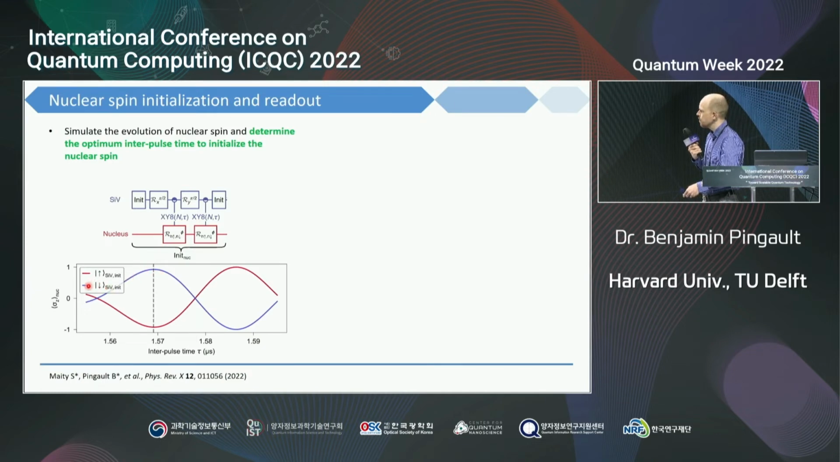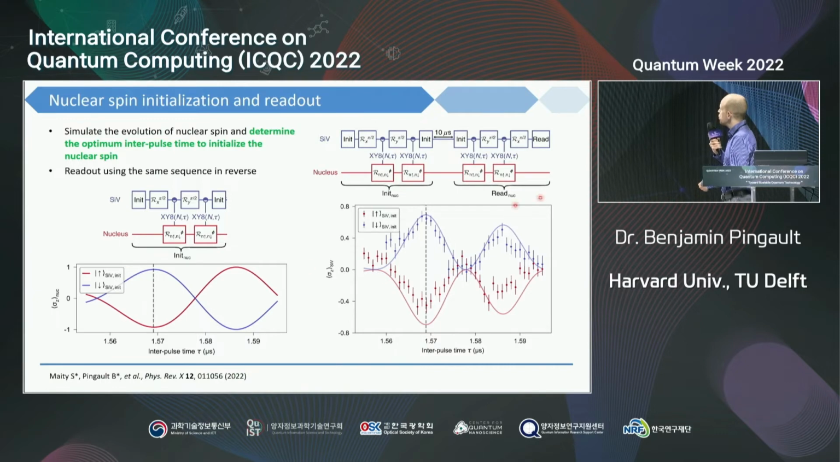So for example, if the SIV was in the spin state down, we do this whole pi pulse sequence, and if the interpulse time between those pi pulses is, say, about 1.57 microseconds, at the end of this sequence, the nuclear spin is in state up.